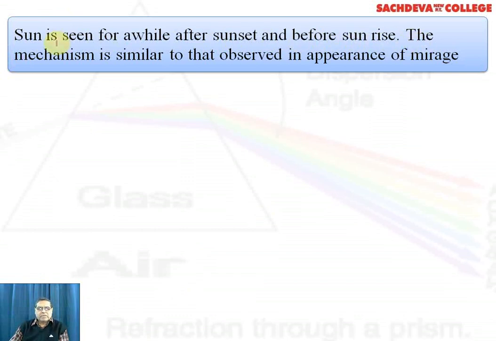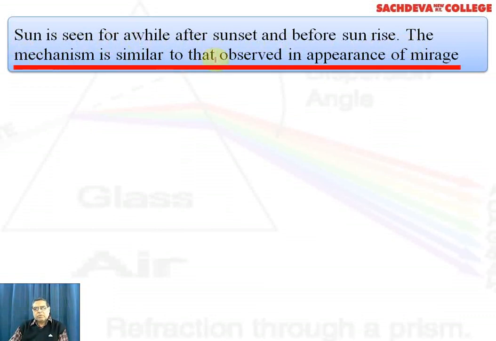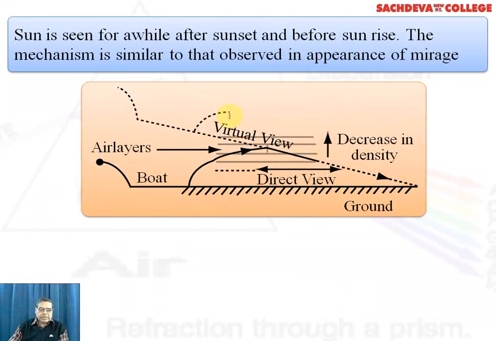Sun is seen for a while after sunset and before sunrise. The reason is quite simple: refraction takes place, so the actual position of the sun is slightly shifted from its apparent position. The mechanism is similar to that observed in the appearance of mirage. So air layers are again changing. There are certain denser variations. That is, air layers are distributed into denser and rarer mediums. So refractive indexes of the two mediums will change, and that's why the appearance will vary.